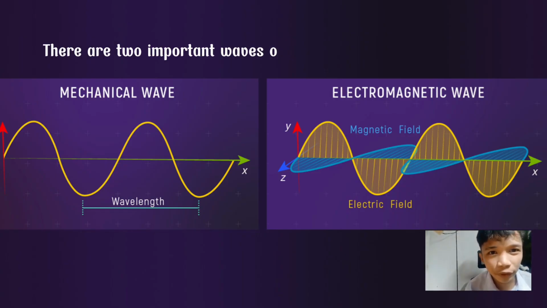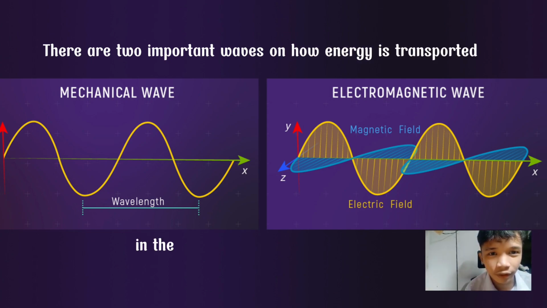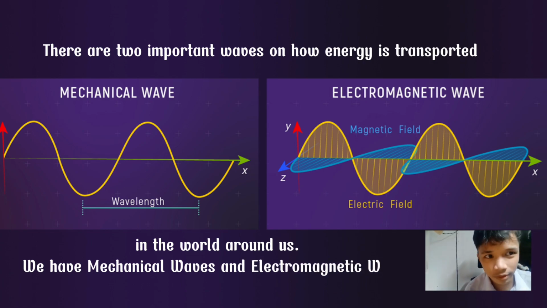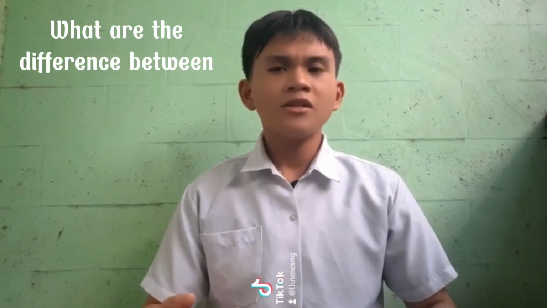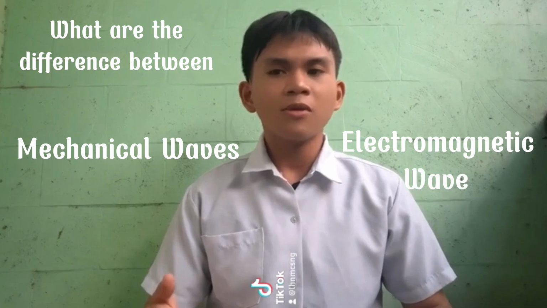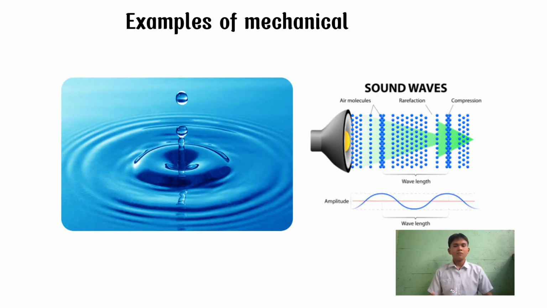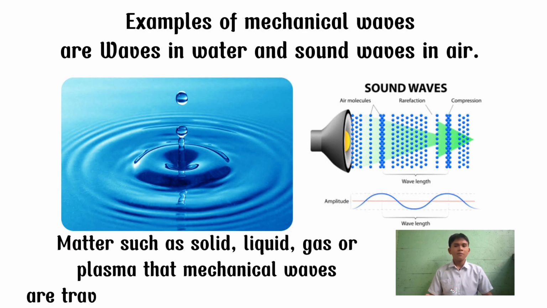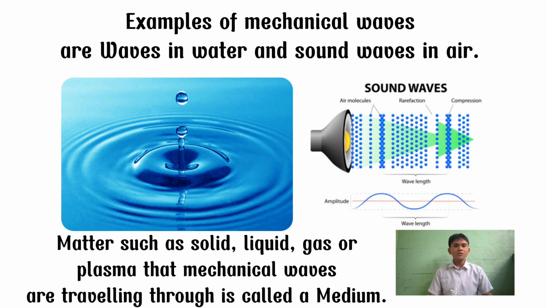There are two important waves on how energy is transported in the world around us. We have mechanical waves and electromagnetic waves. What are the differences between mechanical waves and electromagnetic waves? Examples of mechanical waves are waves in water and sound waves in air. Matter such as solid, liquid, gas, or plasma that mechanical waves are traveling through is called a medium.